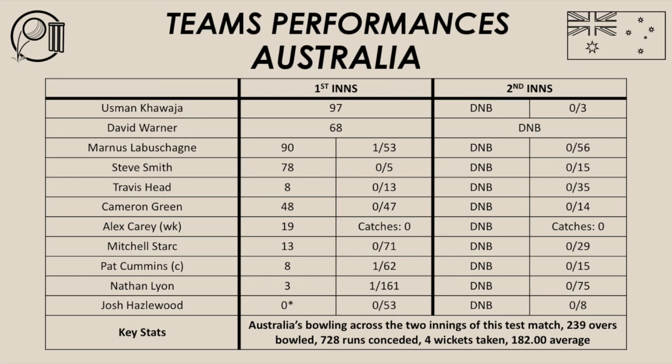Let's have a look at Australia's team performance with both bat and ball in this first Test at the Rawalpindi Cricket Stadium. We'll start with their batsmen. Khawaja, 97, Warner, 68, Labuschagne, 90, Smith, 78, Head, 8, Green, 48, and Carey, 19. That's how the Australian batsmen went about things in this first Test match at Rawalpindi.